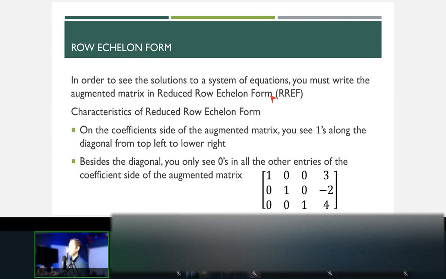Characteristics of reduced row echelon form. One, we have ones in the diagonal starting at the top left. If you notice here, we have one starting top left and then working our way in the diagonal. Look, 1, 1, 1. So there is the first characteristic: the diagonals must be all ones.